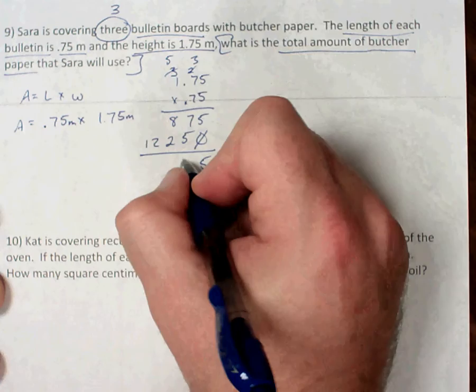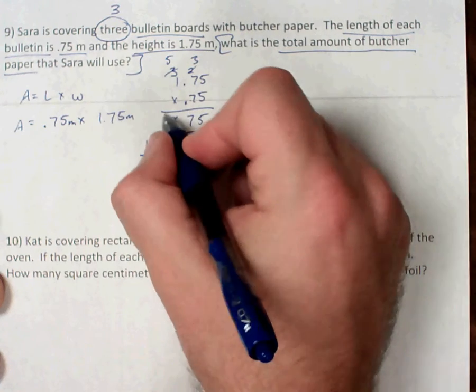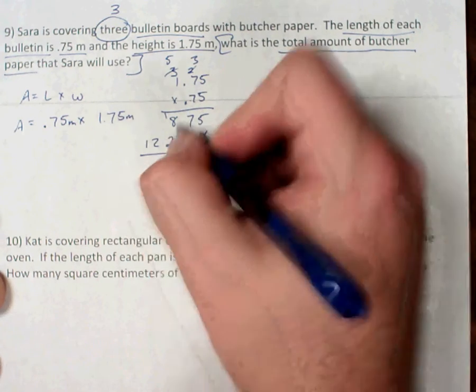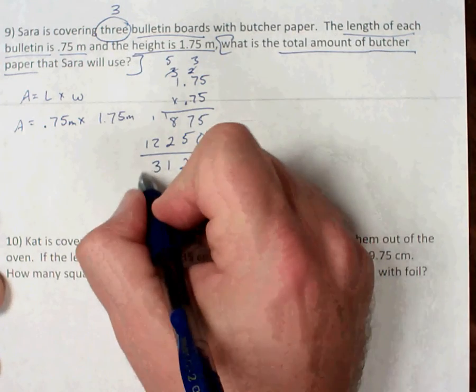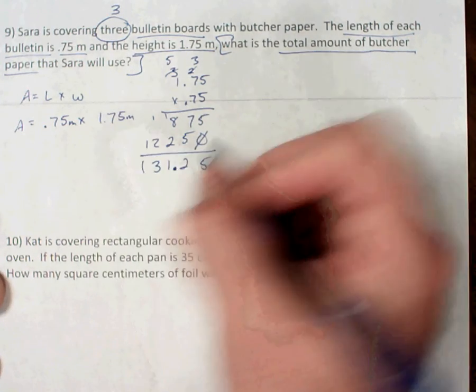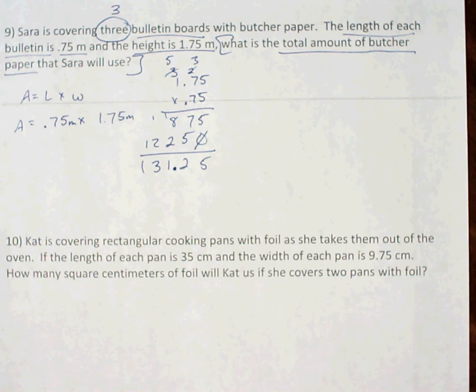5 plus 0 is 5, 7 plus 5 is 12, carry the 1, 8 plus 2 is 10, plus 1 is 11, carry the 1, 1 and 2 is 3, and so we get 131.25, but that's just for one board. All right, I'm checking my computation here on the side.